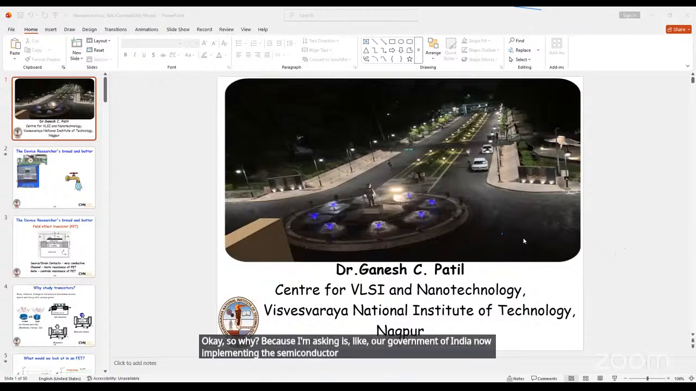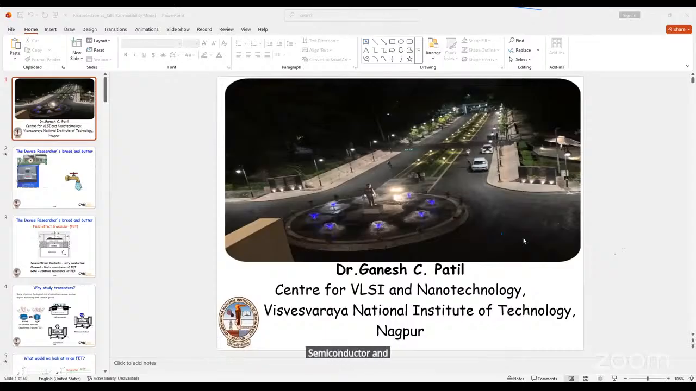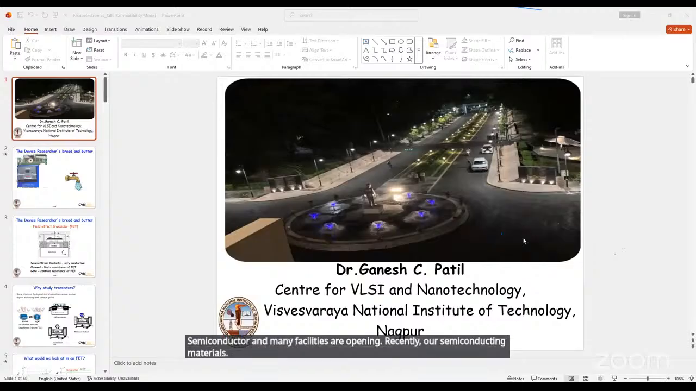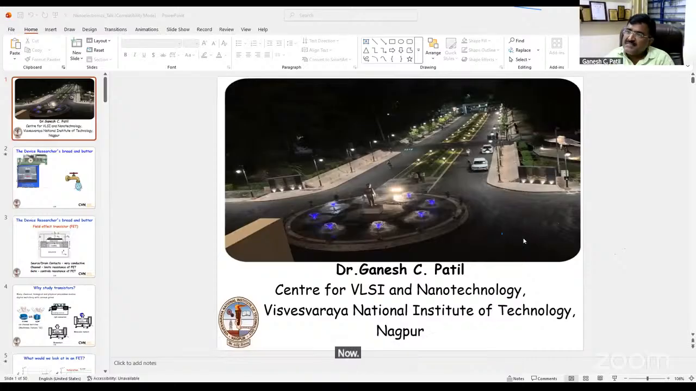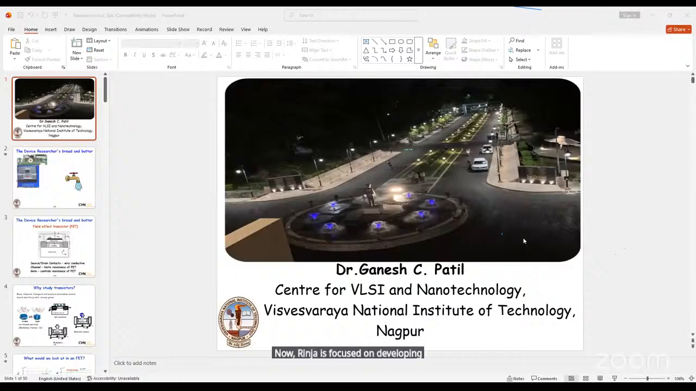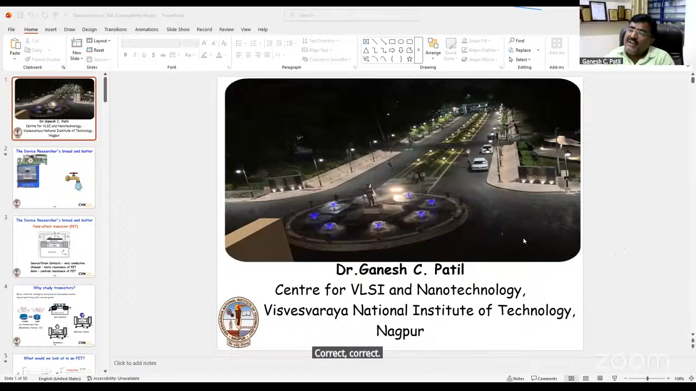Why I am asking is that our government of India is now focusing on semiconductors and many facilities are opening, semiconducting materials and semiconducting device fabrication. Like before with the nanotechnology initiative, NNI, now India is focused on developing semiconductor devices, our own facility. I think it is at an initial stage. Now there are total 10 different semiconductor firms starting.